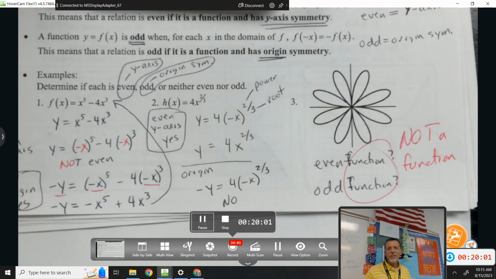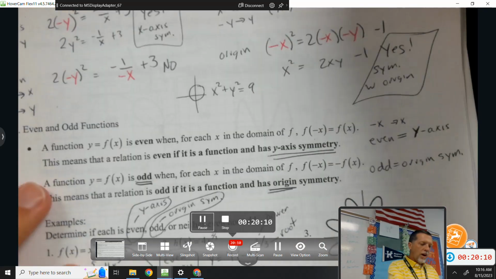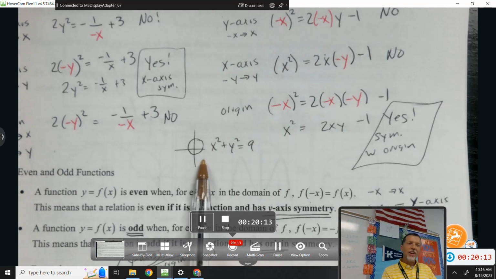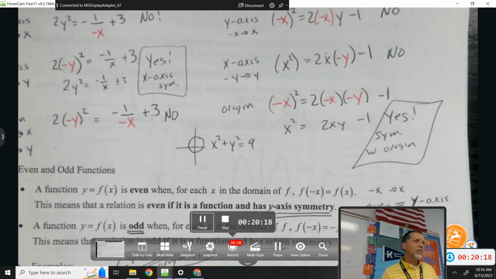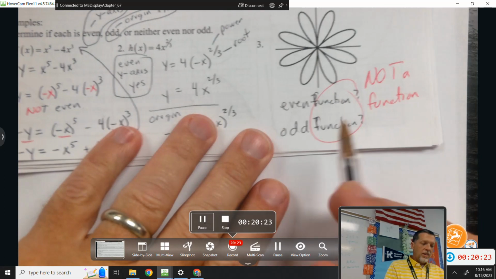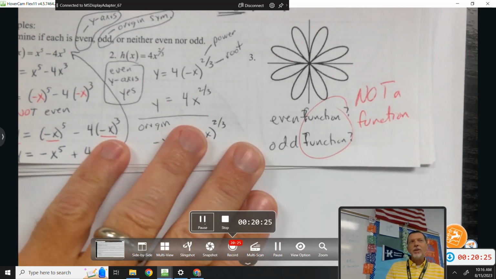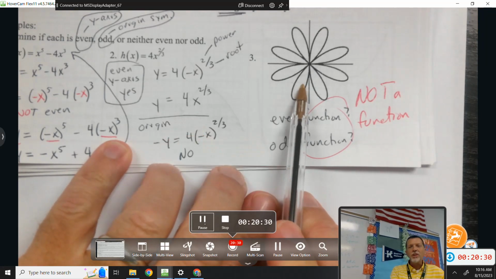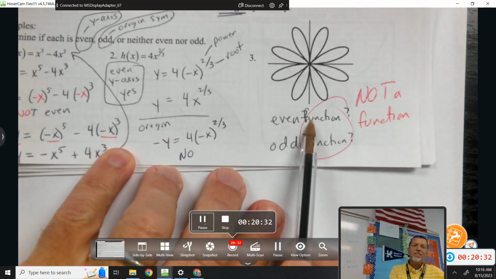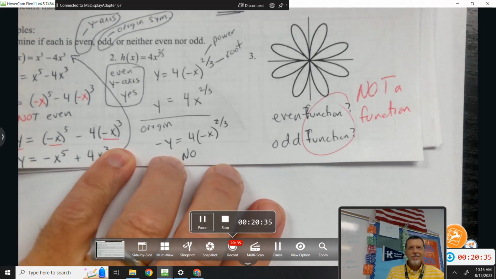Number 3 is not a function, so you're kind of just done. So that's a trick question, but be careful. What's that? Right, so the circle is neither an even or odd function either, but it does have x-axis symmetry and y-axis symmetry and origin symmetry. So if it's talking about even or odd, that has to be a function. So this one has x-axis symmetry and y-axis symmetry and origin symmetry, but it's not a function, so you can't say it's even or odd. So it's kind of tricky.